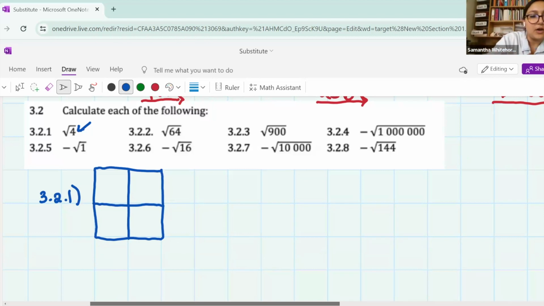And so if I now want to work out the square root of 4, what I want to have a look at is the side length.